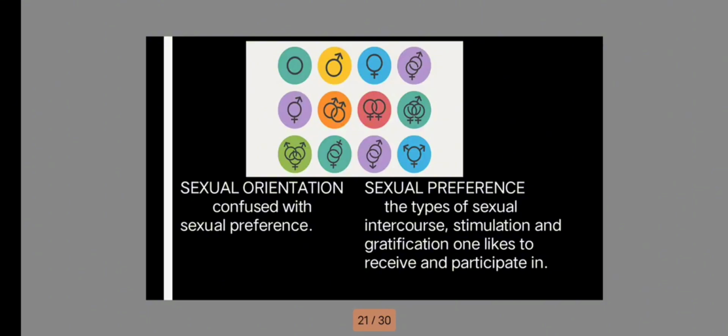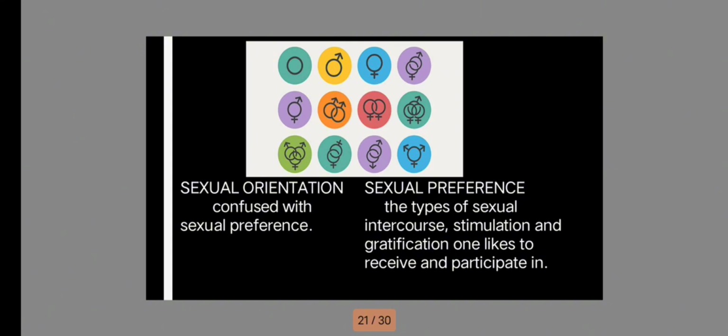Next one is sexual orientation, which is oftentimes confused with sexual preference. So, I'm going to discuss them both ng isa lang. So, the types of sexual intercourse, sexual stimulation, and gratification that one likes to receive and participate in is called sexual preference. So, sexual preference, if you can notice here, meron pong 0. That's your sexual preference. You are asexual. Ayaw mong makipag-sex. Kahit kanino.